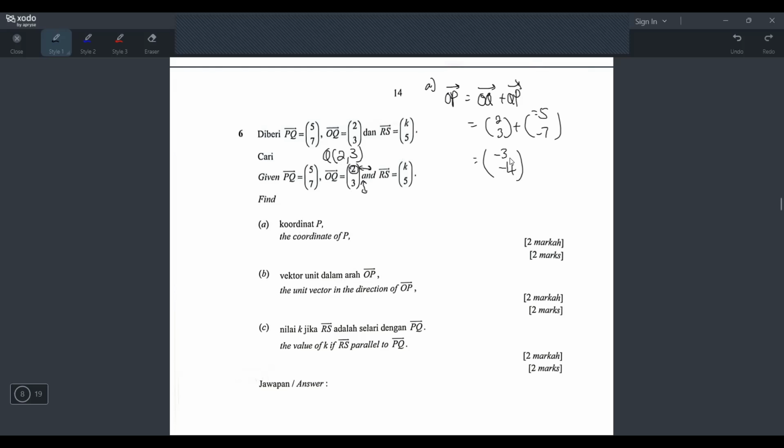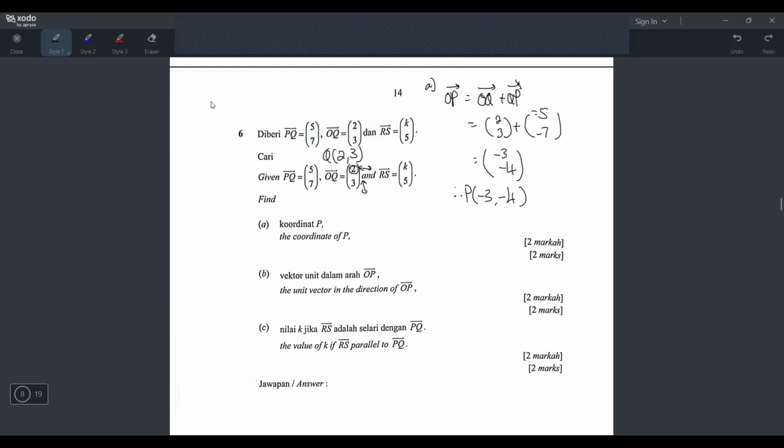So since your vector OP is negative 3, negative 4, then what is your vector P? What is your coordinate P? It will be negative 3, negative 4, right? Because OP vector means you are taking the P coordinate minus the O coordinate. But since your O coordinate is 0, 0, when you take P coordinate, which is negative 3, negative 4, and you minus, it means you are taking this P coordinate minus 0, 0 to get this, right? So that's why that's the answer, right? So that's how you do it.